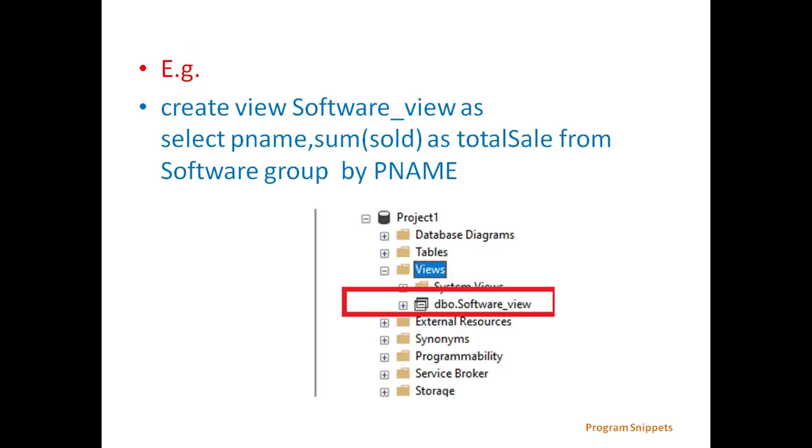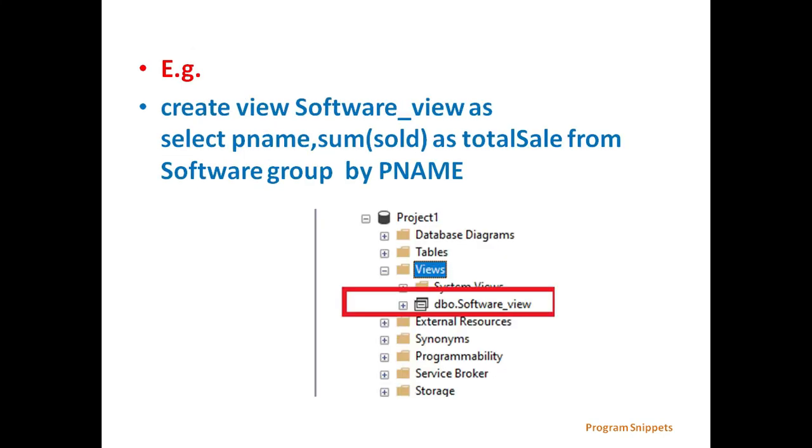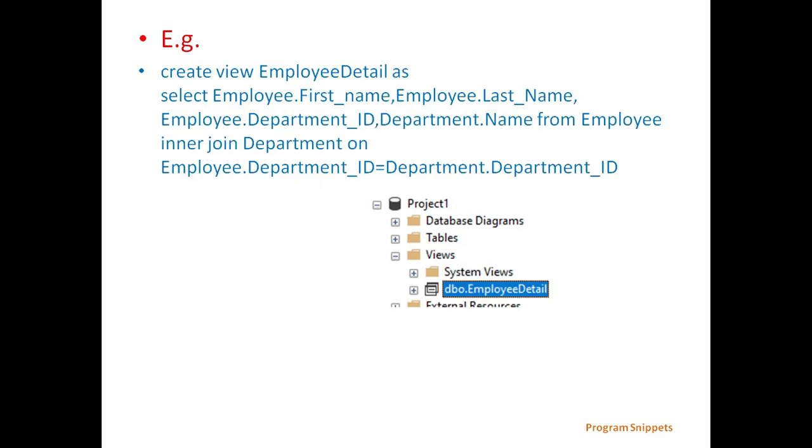Here is an example. Create view software view as select p name, then sum of sold as total sale from software and group by p name. Here it will create a view software view with product name and sum of sold products as a total sale from the software.